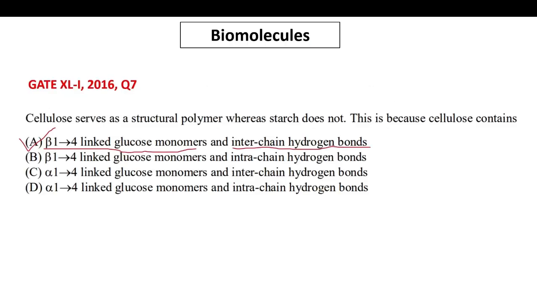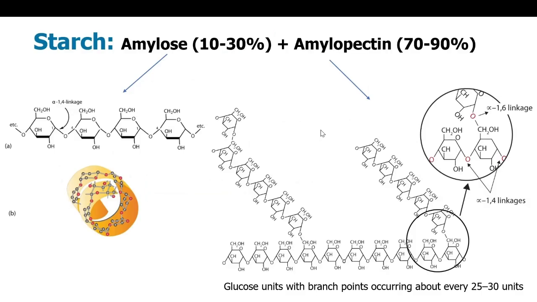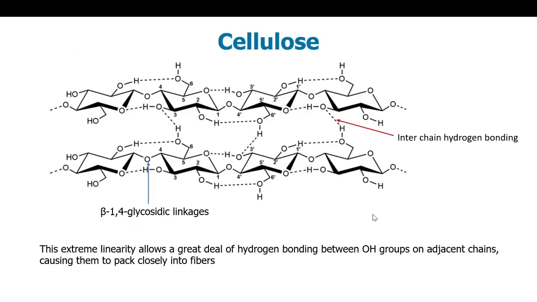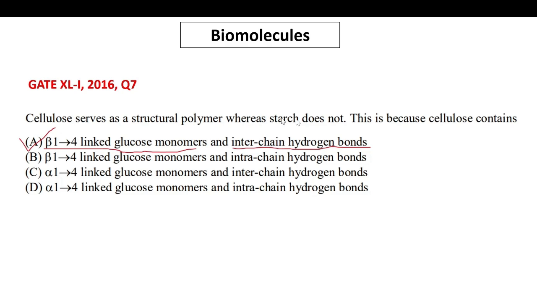Now if we look into our question, it is telling that cellulose serves as a structural polymer. By structural polymer, this means that it has to be rigid and it has to pack properly like a fiber. But the starch is not doing that, because it has branching and it has kinks, so it cannot be packed so densely like cellulose. So that's why this starch cannot form these structural polymers.